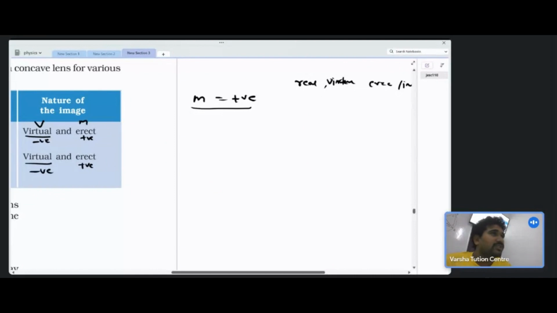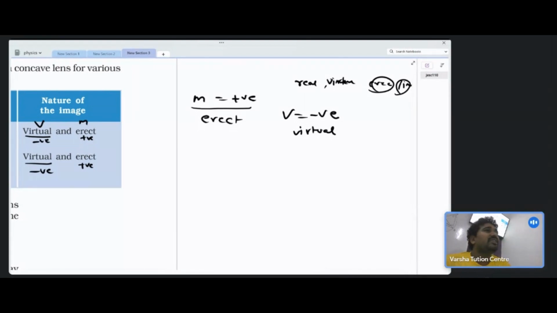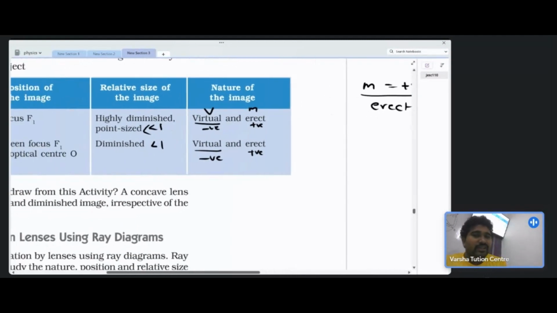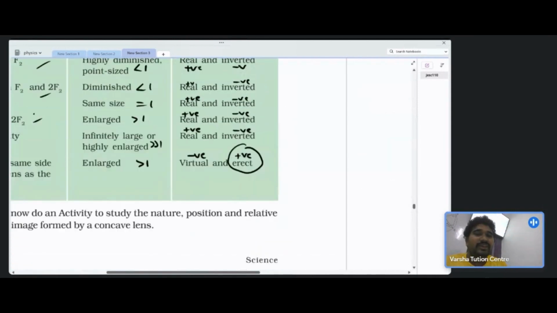So now talk about all three. When M is positive, V is automatically negative. M positive means erect image. V negative means virtual image. The only thing you have to talk about is enlarged or diminished. You just observe the three cases. Two cases are showing diminished. What about this third case? It is showing enlarged.